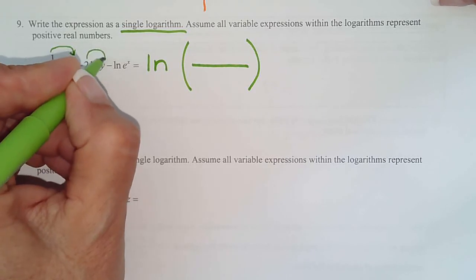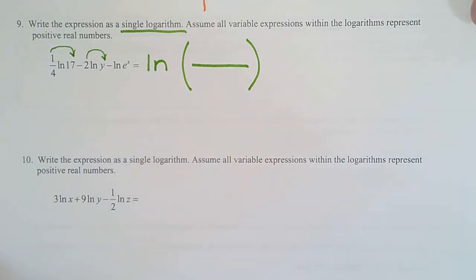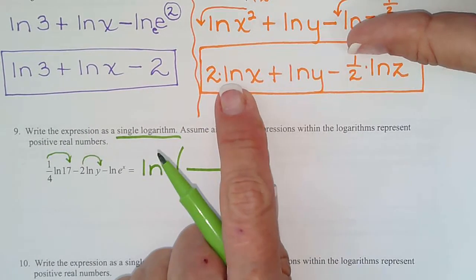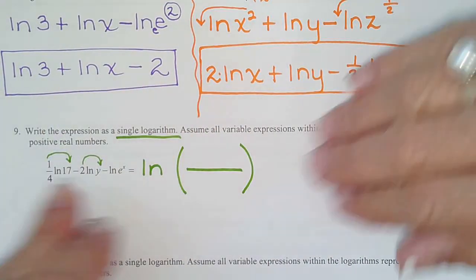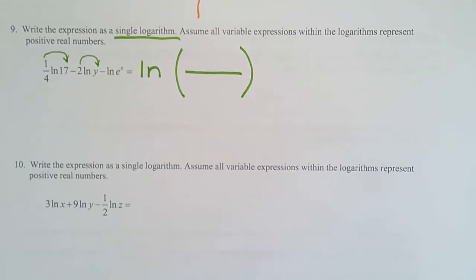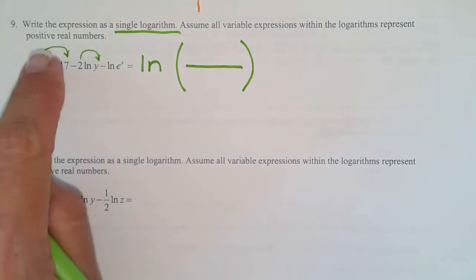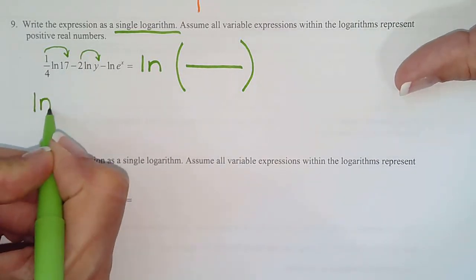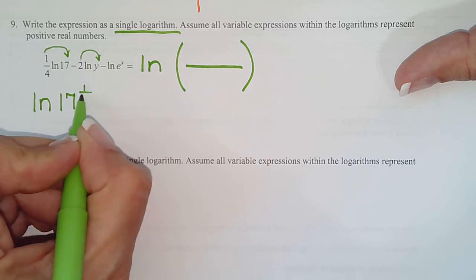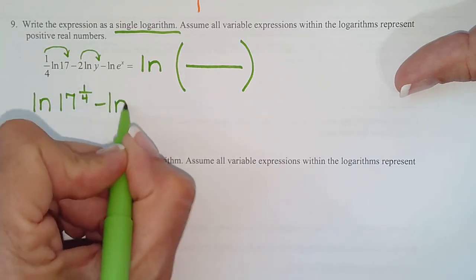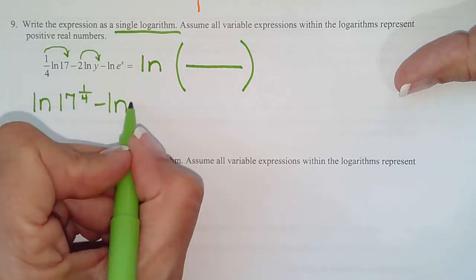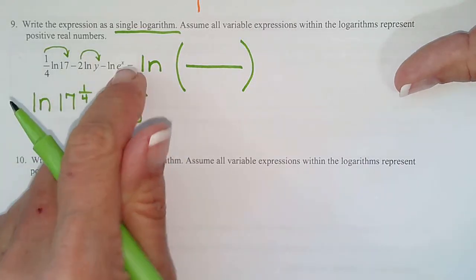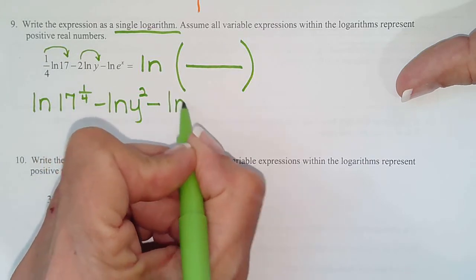So we can put the 1/4 up there. We can put the 2 up there because remember we have to do power rule first because now we're doing the opposite of the 2 we just did above. We did the power rule last on these because this was expanding. Now we're condensing, so we do the power rule first. I recognize this. Is this the same numbers we had on that other page? Kind of looks like it, huh? So natural log of 17 to the 1/4 minus the natural log of y squared. And this one already has its power there, so we just write natural log e to the x.